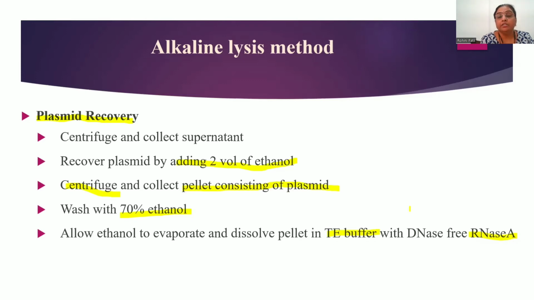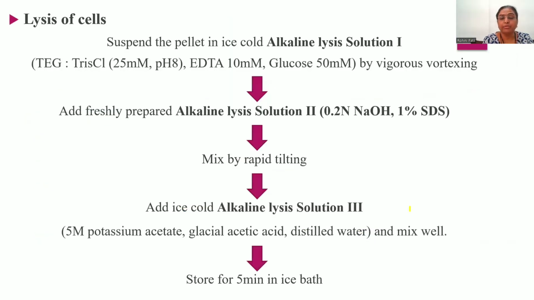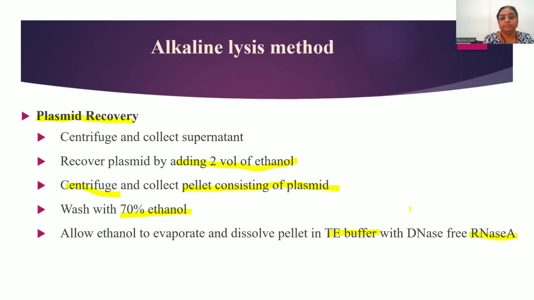For a highly pure form of the plasmids, the supernatant that we have got can be treated with phenol chloroform, and we can get highly pure plasmids after the alkaline lysis method. The phenol chloroform step is optional, for obtaining highly pure plasmids by the alkaline lysis method.